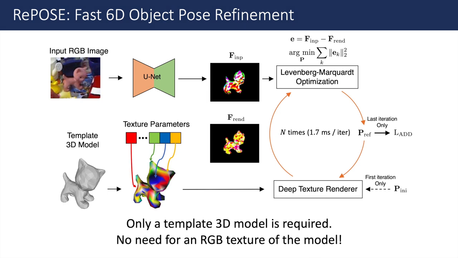Since the feature f_rend is computed simply by rendering a template 3D model with texture parameters, an RGB texture of the model is not needed anymore. We call this technique deep texture rendering. By bypassing the CNN, it takes less than a millisecond for the feature extraction of f_rend.